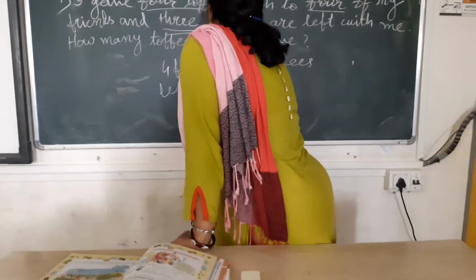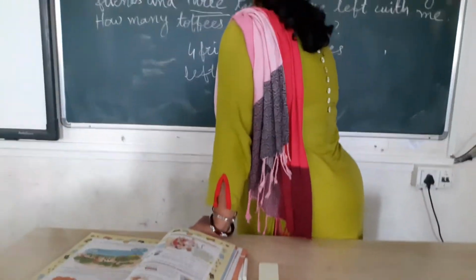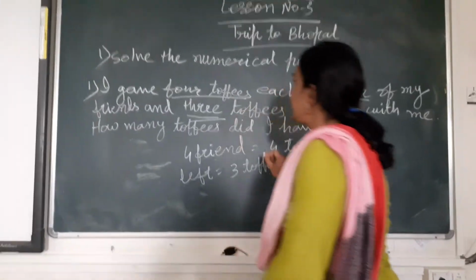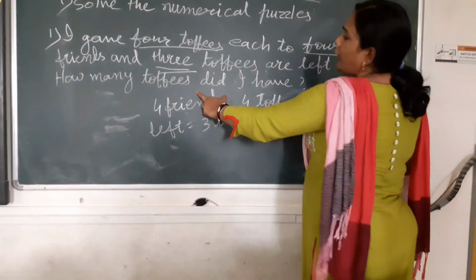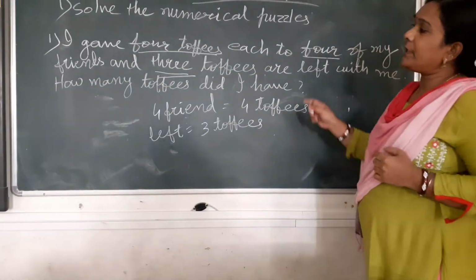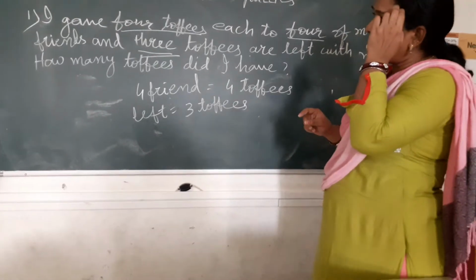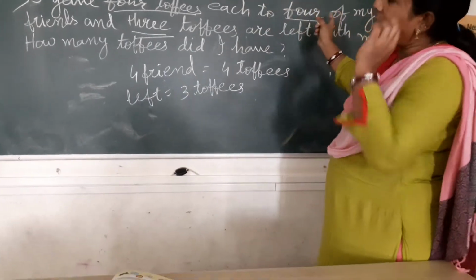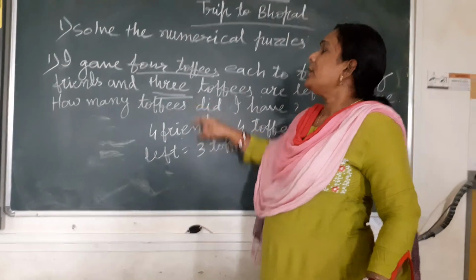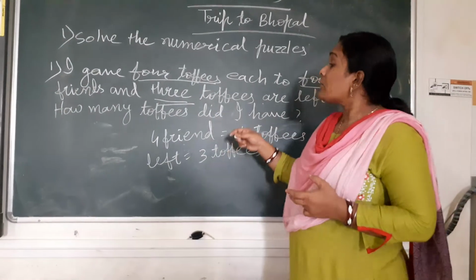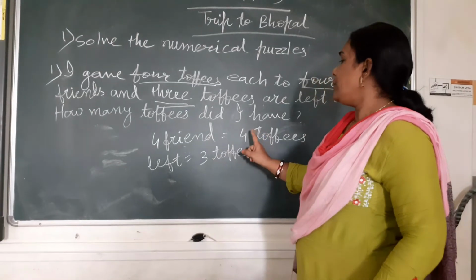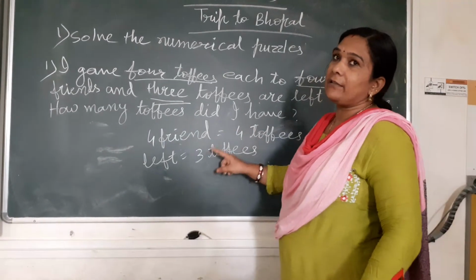The question is asking, how many toffees did I have? Means how many toffees he was having. So 4 toffees he has given to friends and the remaining 3 toffees. So how will we come to know how many toffees he was having? If we add these two, we will get the answer.